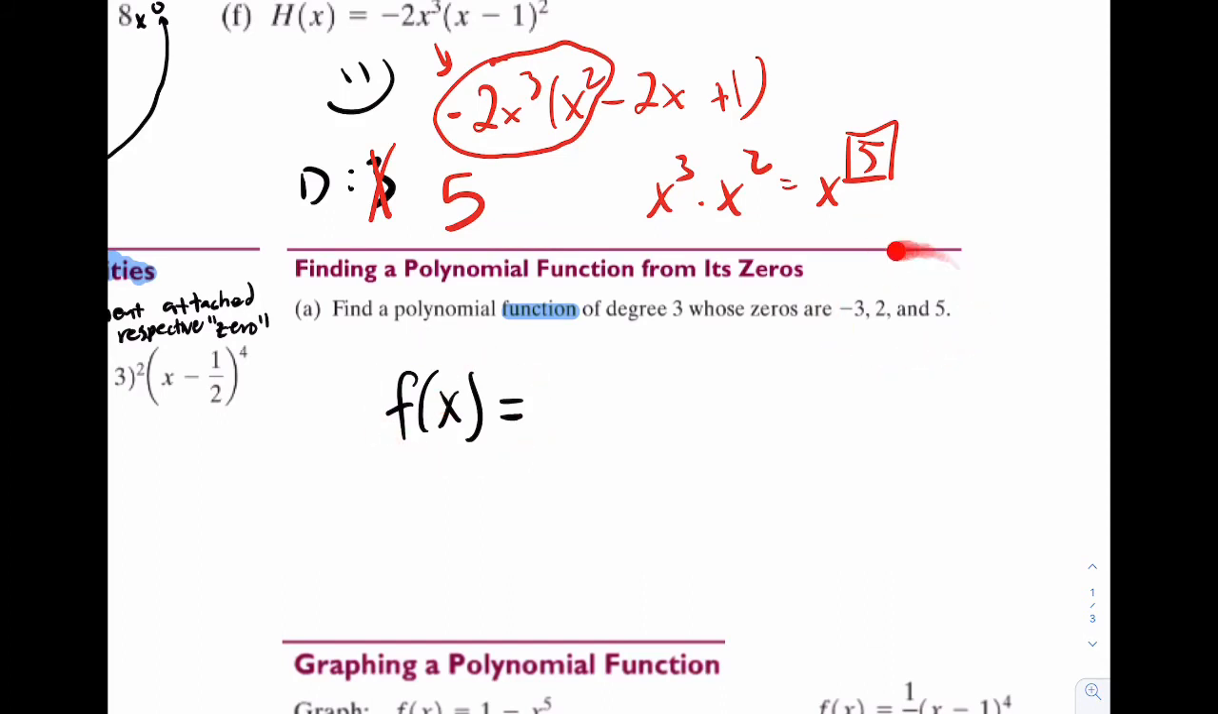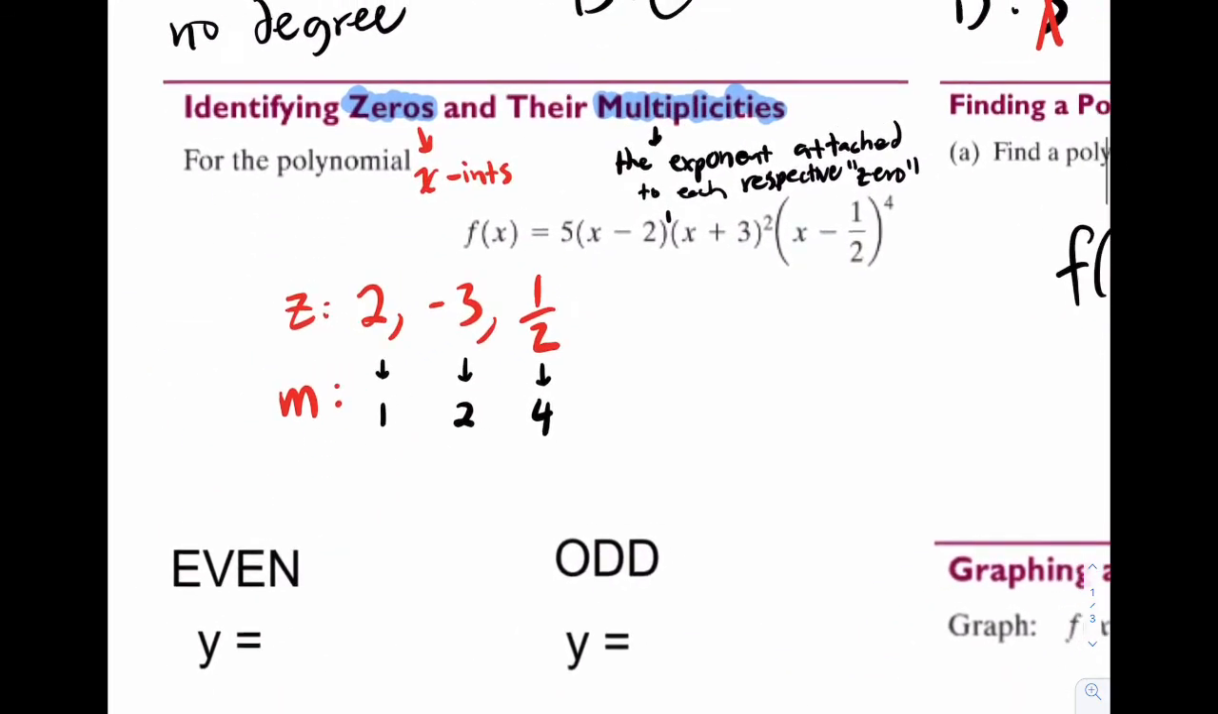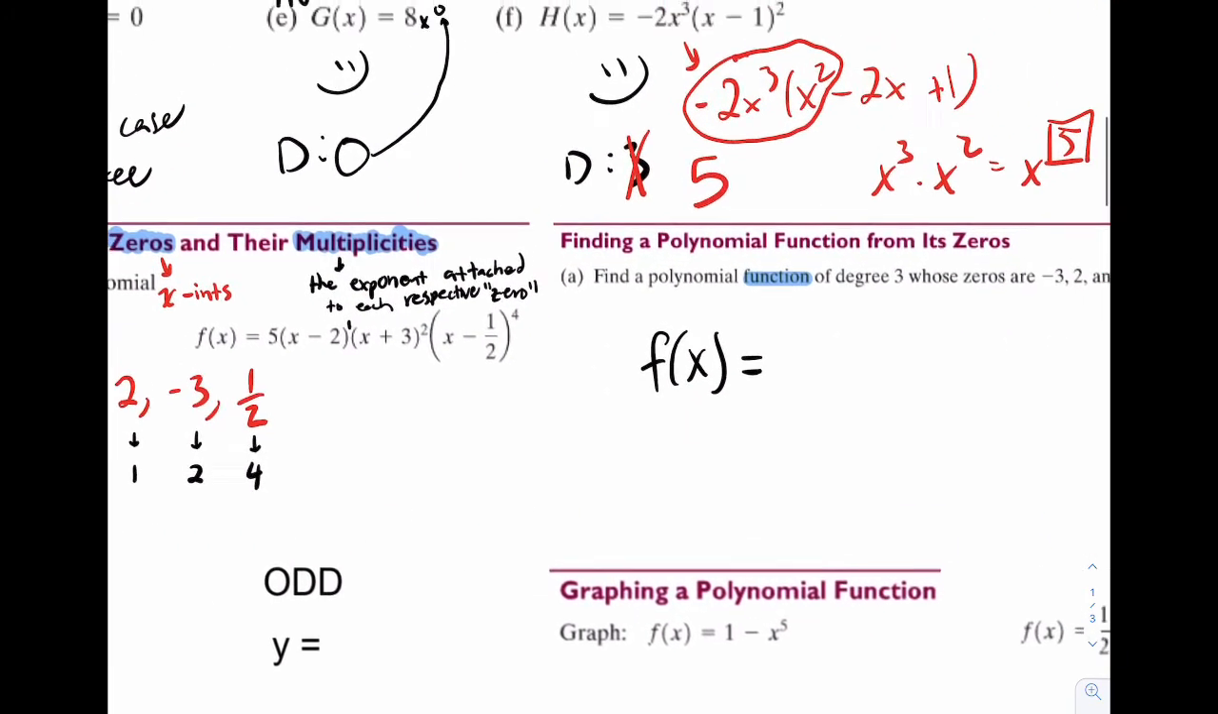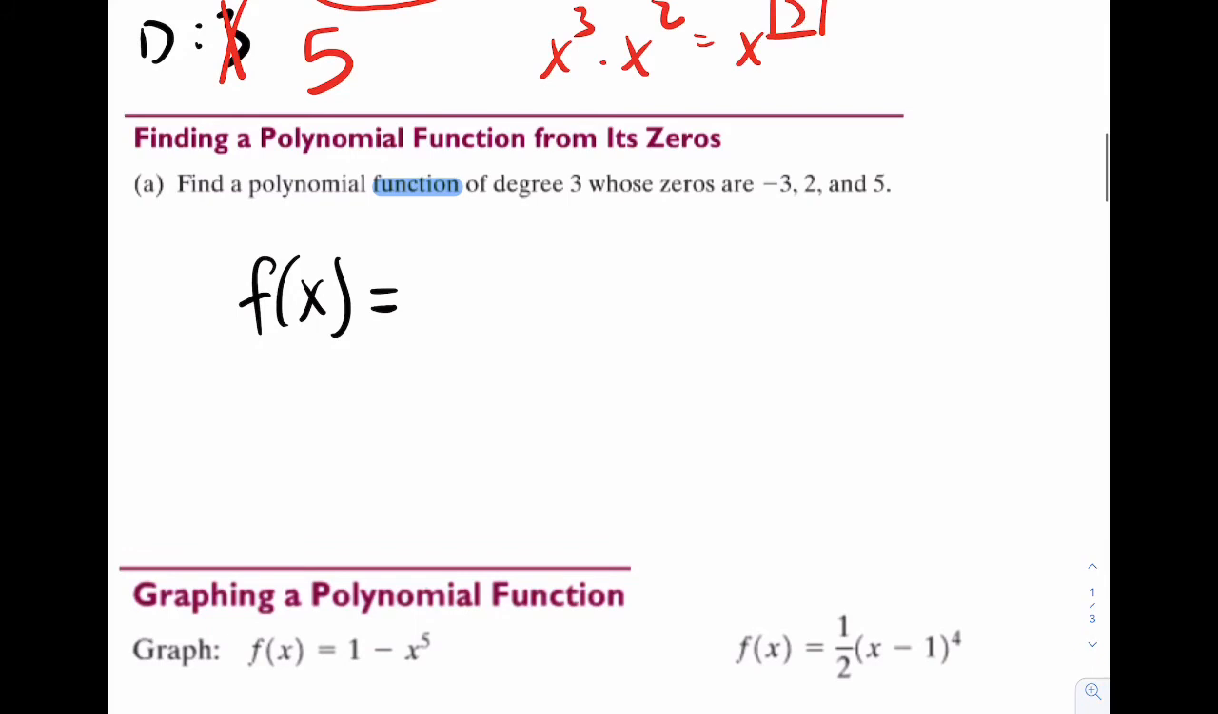Okay, now we're going to go backwards and think, well, how do you create a function with these zeros? Well, look over here. X minus 2 was 2. X plus 3 was negative 3. X minus half was half. So now we're going to go backwards. For negative 3, we're going to write x plus 3, because if I plug in negative 3 right here, you get 0. Next one should be x minus 2. And next one should be x minus 5.